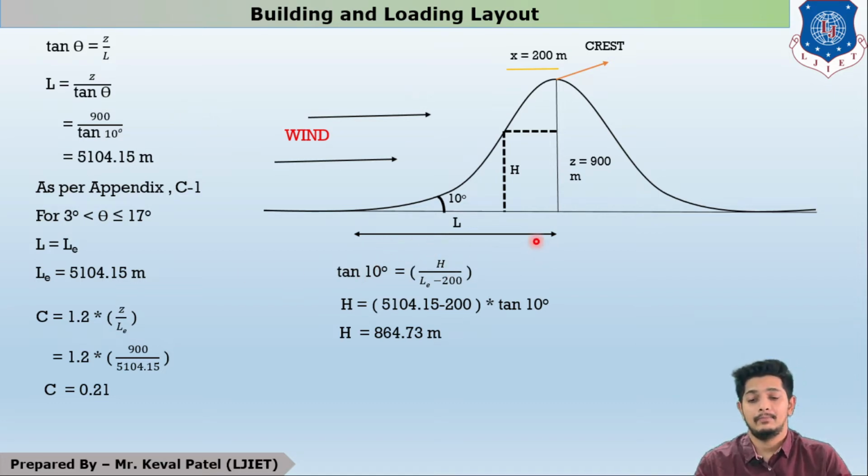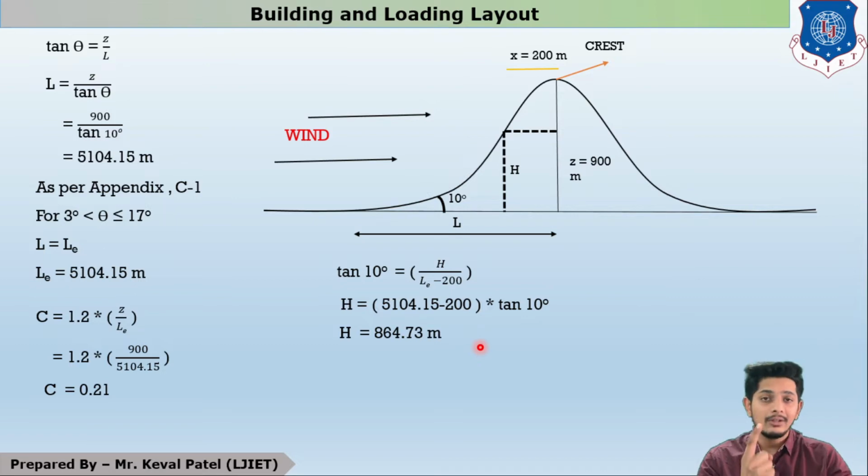Now from L, or we can say Le, I would find out H, the height at which the building is located. So for that, I will put again the tan theta equation. Tan 10 degrees will be like this, H upon Le minus 200. So one dimension is this H and another dimension is this. So I have to take L minus this 200 length. So total L minus 200, which will give us this length. So height by length. So tan 10 degrees is equal to H upon Le minus 200. H will be found out as 864.73.